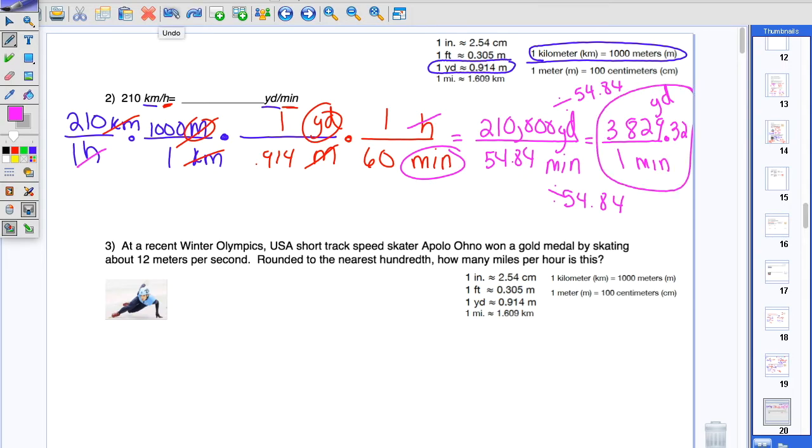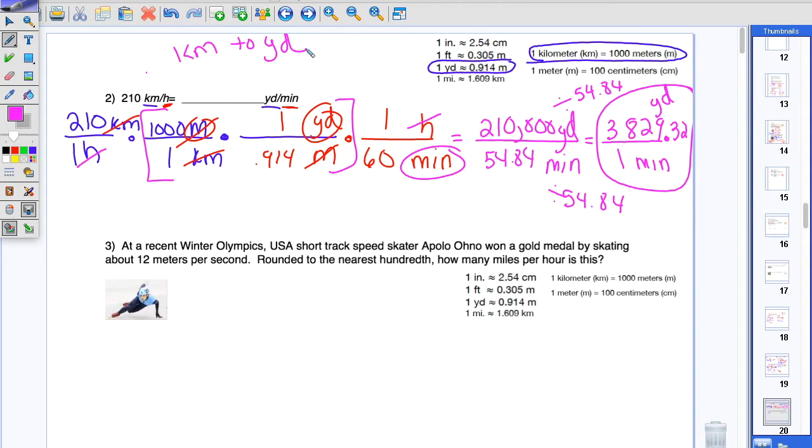So this is one way to convert right here in the middle, going from kilometers to yards, by doing 2 conversion factors. We could also use other conversion factors, and the answers will be similar in the end.